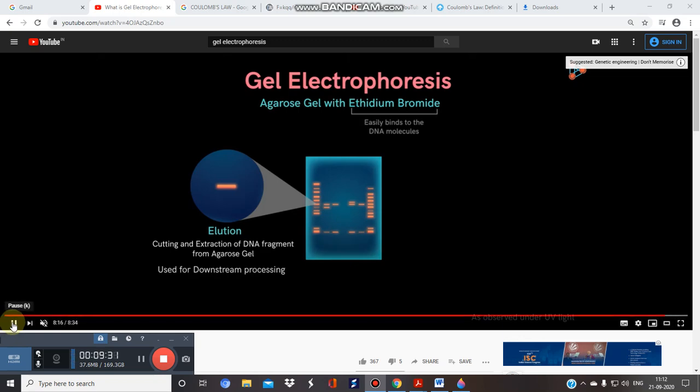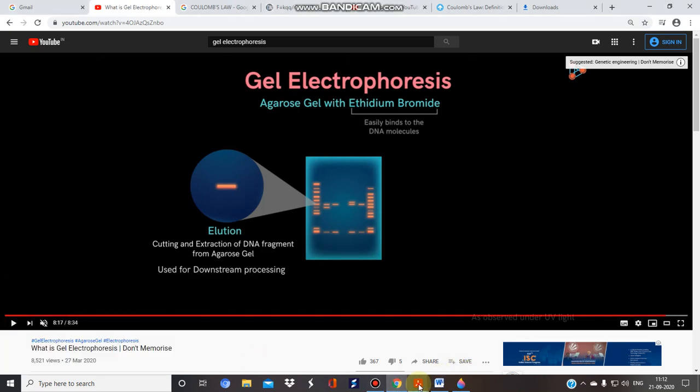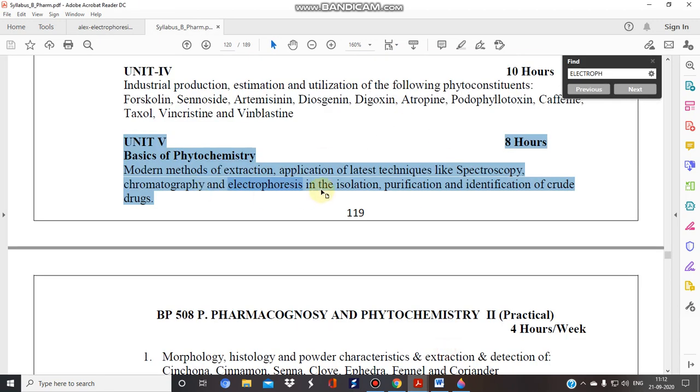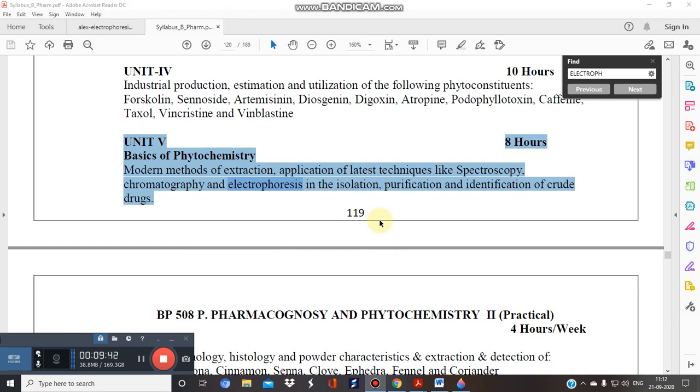Only then will we achieve our aim, because we have covered in the syllabus, look at this, this is our syllabus, electrophoresis in isolation. So yes, electrophoresis is used for isolation purposes also. I think I am running out of time.